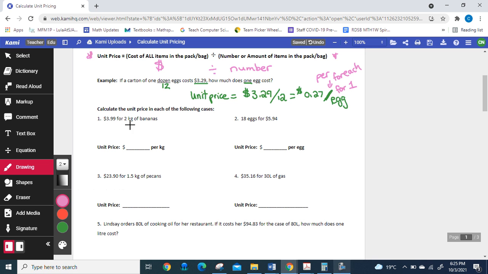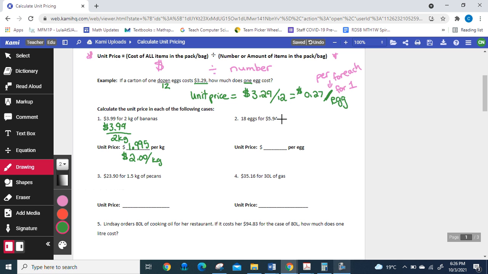We have $3.99 for 2 kilograms of bananas. So our unit price is going to be $3.99 divided by the 2 kilograms. So per kilogram, well, let's take our calculators here. 3.99 divided by 2 is 1.995. And we're talking about dollars, so that's kind of a silly thing. So we'd have to round that up, which rounds it up. So it is approximately $2 per kilogram.